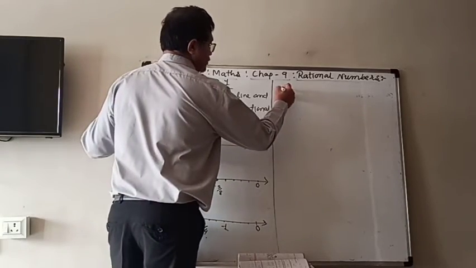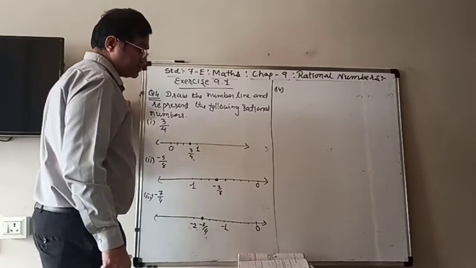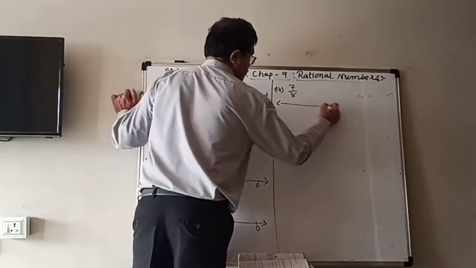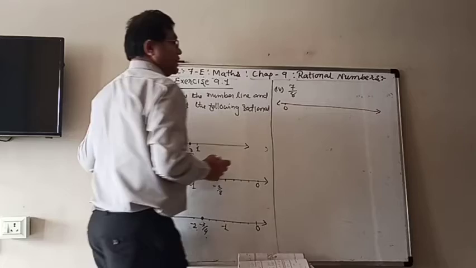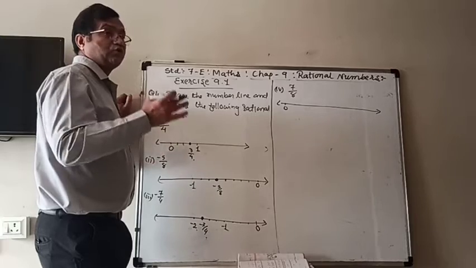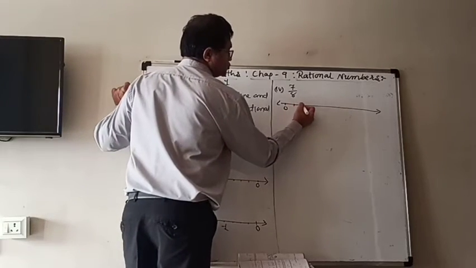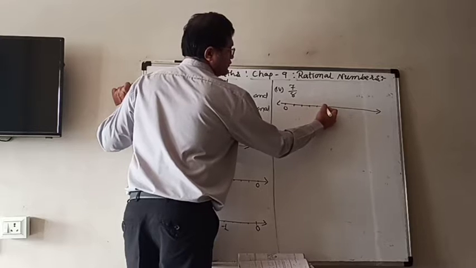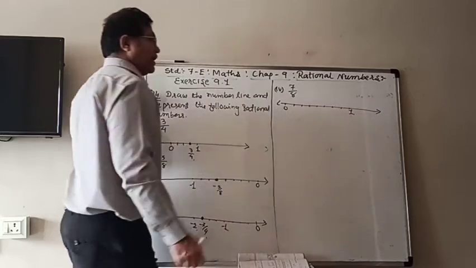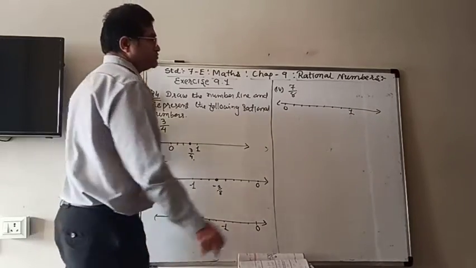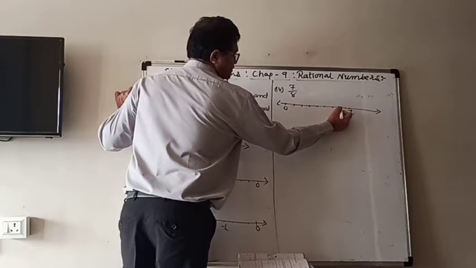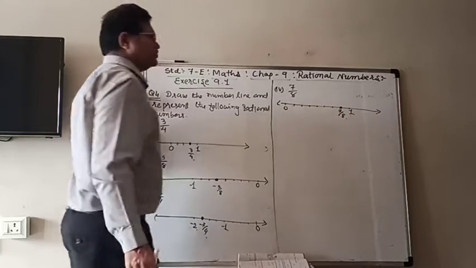And now the 4th number is 7 upon 8. So it is a positive number, so we have to take 0 to the left side. How many equal parts do we have to make? There is 8 in the denominator, so we have to make 8 equal parts. So 1, 2, 3, 4, 5, 6, 7 and the 8th part is 1. Now from that we have to take the 7th part. So 1, 2, 3, 4, 5, 6 and 7. So that point represents it. So it is very simple.